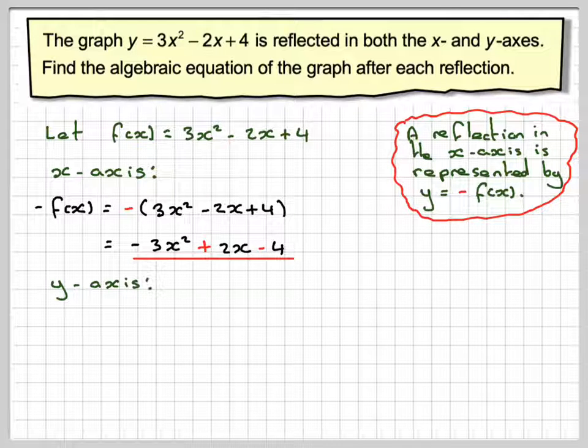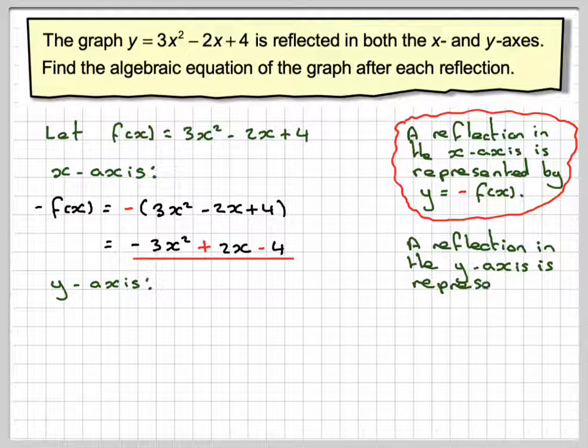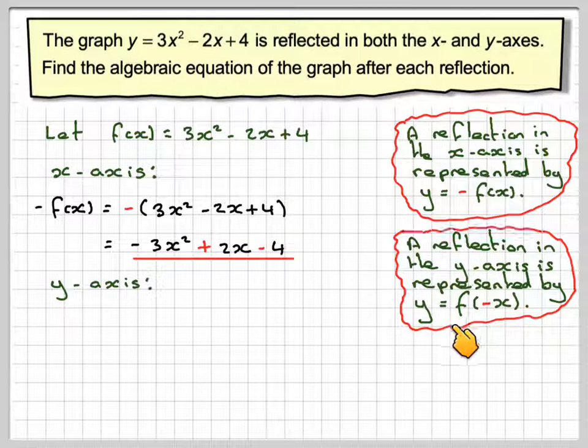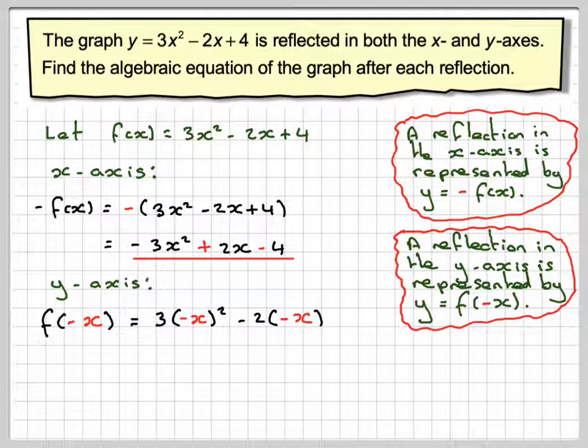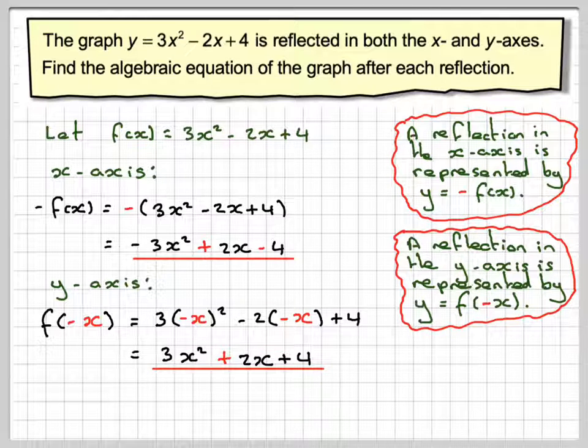For the y-axis, a reflection in the y-axis is represented by y is equal to f of minus x. So f of minus x is going to be 3 times minus x all squared plus 2 times minus x plus 4. Right, so 3 times minus x squared, the minus times the minus makes a positive, so that just becomes 3x squared. This becomes minus 2 times minus x, which is plus 2x, and we've got the plus 4 on the end there.